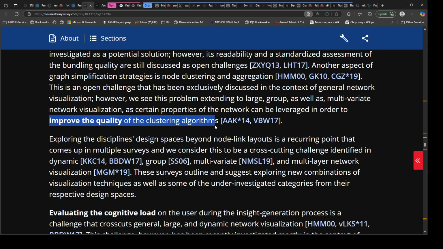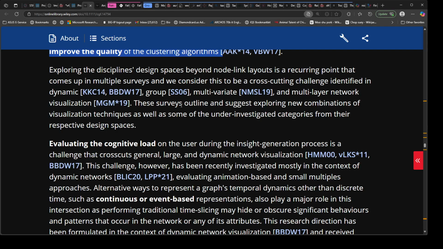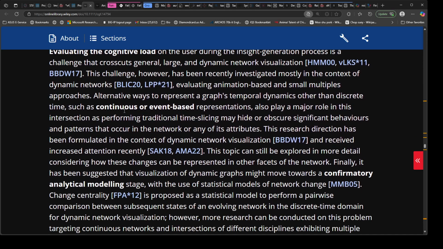Exploring the discipline's design spaces beyond node link layouts is a recurring point that comes up in multiple surveys, and we consider this to be a cross-cutting challenge identified in Dynamic, KKC 14, BBDW 17, Group, SS06, Multivariate, NMSL 19, and Multilayer Network Visualization, MGM 19. These surveys outline and suggest exploring new combinations of visualization techniques as well as some of the under-investigated categories from their respective design spaces.